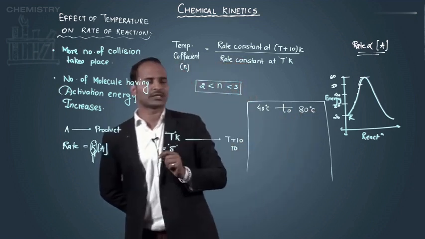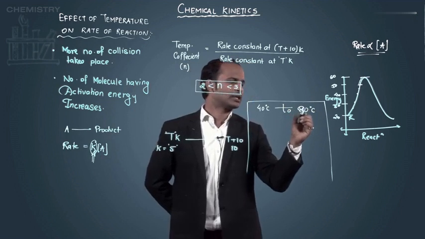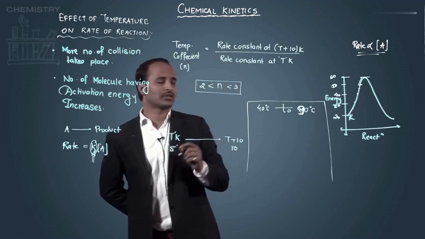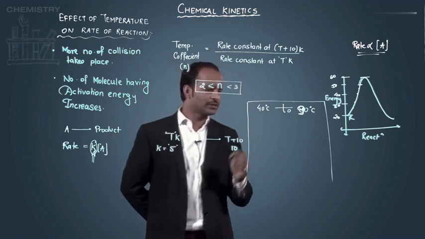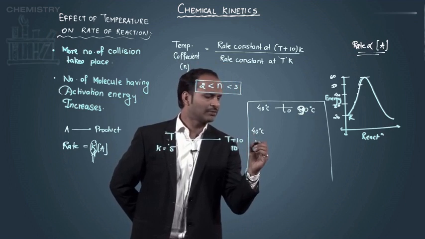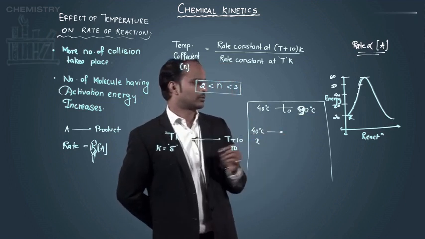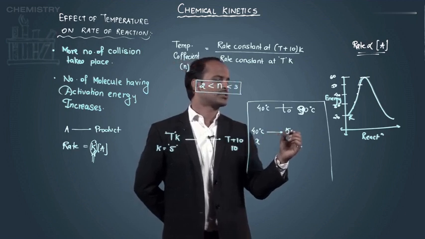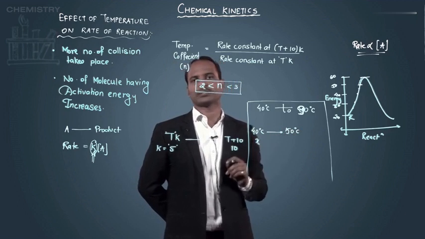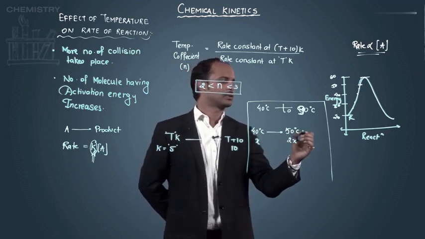It means the temperature is increased by 40 degrees Celsius here. Or instead of 40, suppose it's 90 degrees Celsius. So how many times will the rate of reaction increase? Well, simply I will say at 40 degrees Celsius, the rate of reaction was X. When it becomes 50 degrees Celsius, I increase the temperature by 10 degrees Celsius, so it will become double the rate of reaction, 2x.